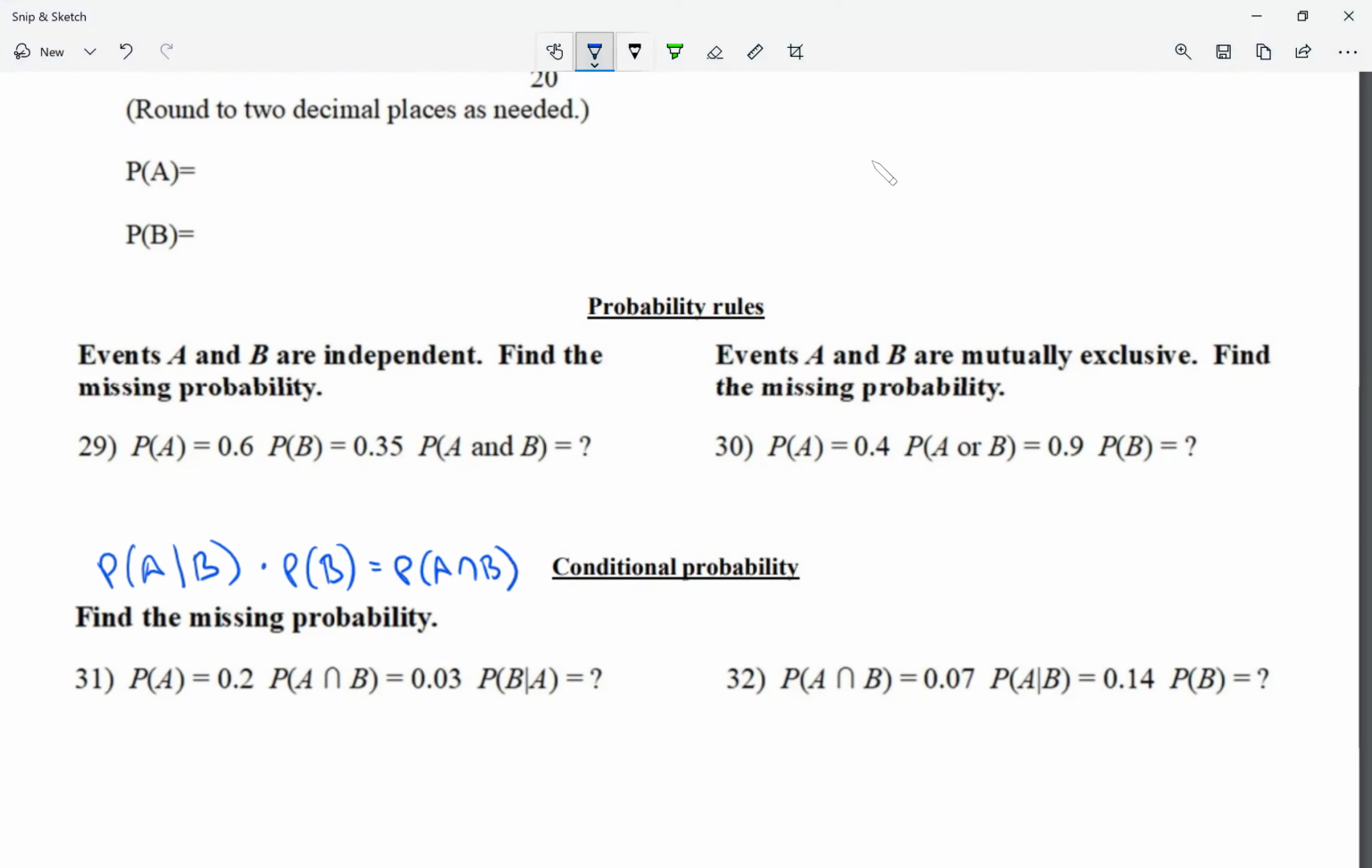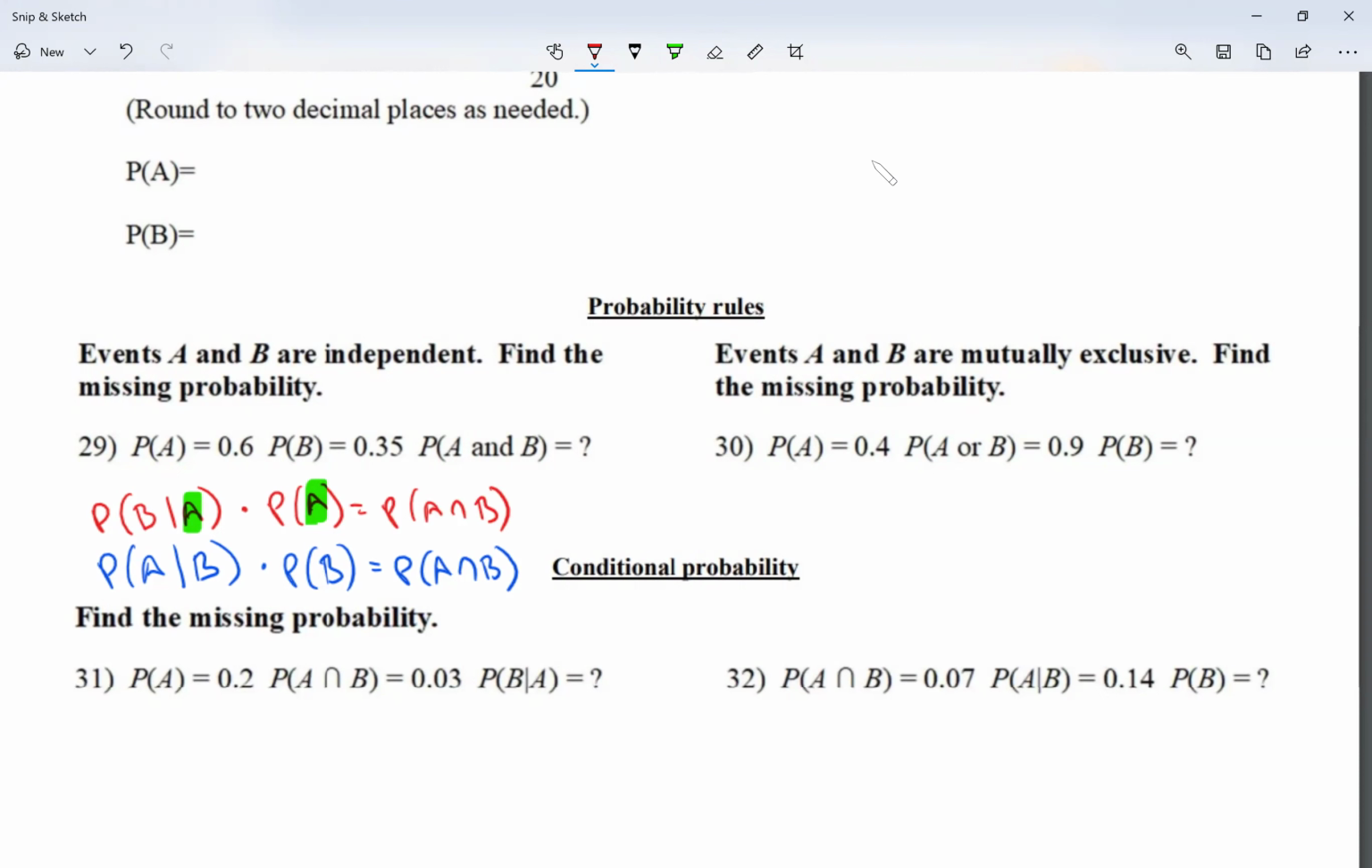So let's take a look at the second formula. The second formula is very, very similar. When I rearrange the order of some things, I'm going to say probability of B given A. Notice how I flipped it: A given B, B given A. So I'm going to say probability of B given A times probability of A. These letters have to match, okay? It has to equal the probability of A intersecting B.